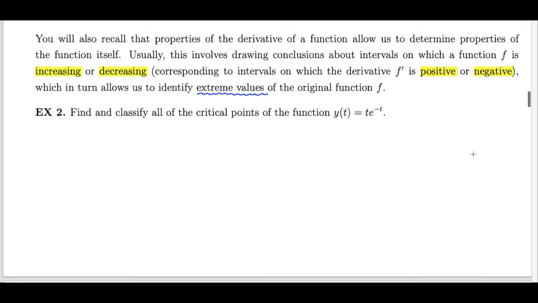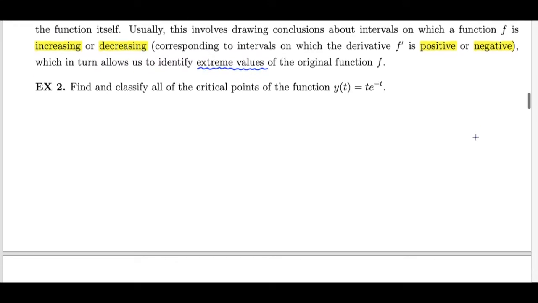Example 2 asks us to find and classify all of the critical points of the function y of t equals t e to the negative t. First thing I need is to find the derivative. Hopefully you agree that I've correctly applied the product rule and the chain rule to calculate that derivative.